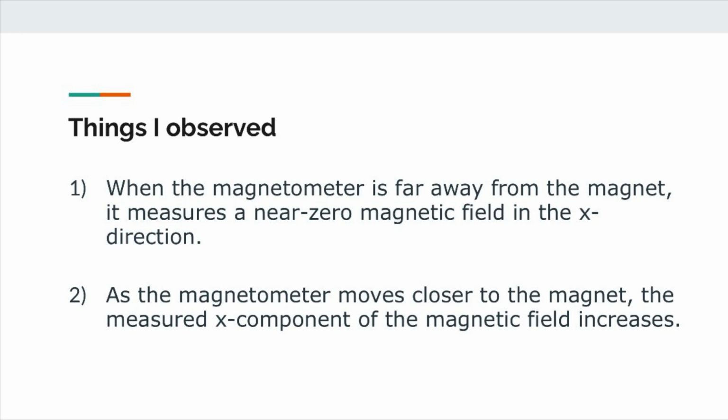And some things to take note of were that I observed that when the magnetometer is far away from the magnet, it measures a near zero magnetic field in the x direction. And then as the magnetometer moves closer, the measured x component of the magnetic field increases. I found on my phone that you had to take the magnitude because sometimes it was negative. Not sure if that was my phone being flipped upside down though.